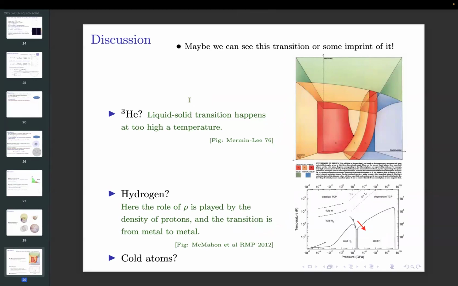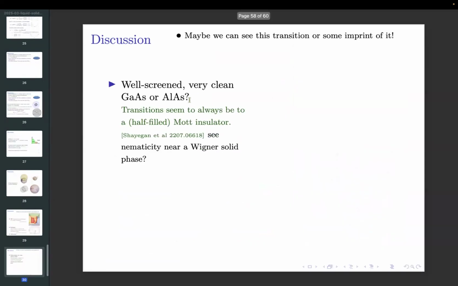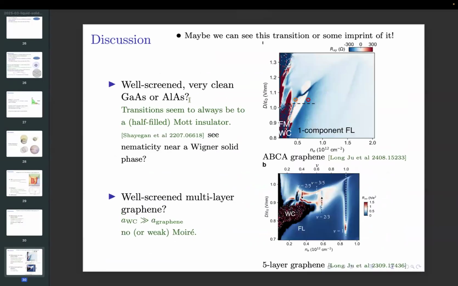And then finally, in the last 3 minutes, a very natural question is, where might we see signatures of this transition? And maybe the best candidate is the following. There's a lot of excitement in the condensed matter literature about twisted, about Moiré systems, where the interesting thing about it is that, well, actually, I don't need the Moiré.